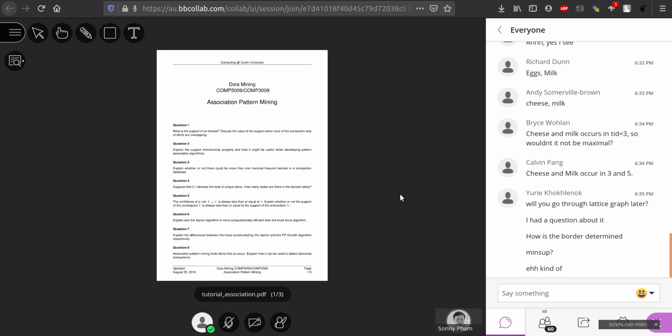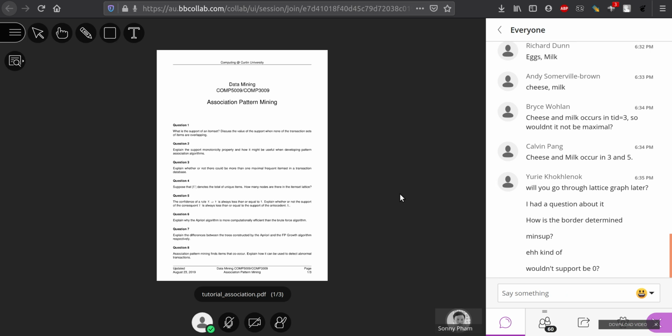What I mean by that is, for example, no customer buys any item that is contained in another customer's purchase. For example, if you buy eggs and milk, and the next customer buys yogurt and cheese, they don't have any shared items between them. So the question is, discuss the value of the support when none of the transaction sets of items are overlapping. Think about that for 1 minute, and then let me know what you think.